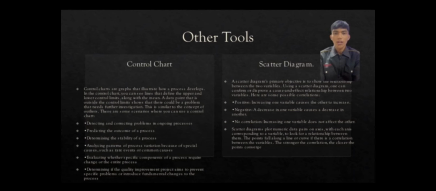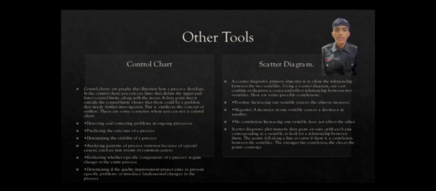First, detecting and correcting problems in an ongoing process. Predicting the outcome of a process. Determining the stability of a process. Analyzing patterns of process variation because of special causes such as rare events or common causes. Evaluating whether specific components of a process require change or the entire process. Next, determining if the quality improvement project aims to prevent a specific problem or introduce fundamental change to the process.